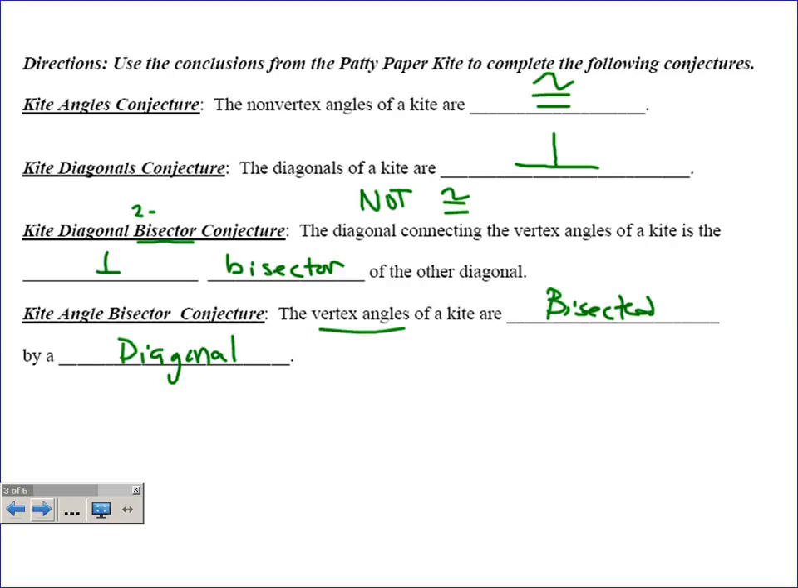So there's a lot of information up here. This is the only one that I'm not even sure what we're supposed to put there. So they are perpendicular, but we kind of talked about that right here. They aren't congruent. I don't know if that's really useful.